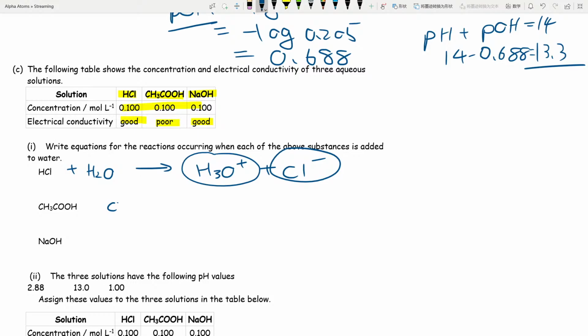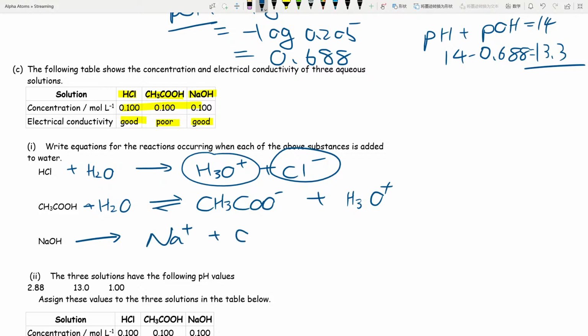But CH3COOH is a weak acid. When it reacts with water, only about 1 to 5% of it will partially dissociate, and you get CH3COO minus plus H3O plus. For NaOH, I don't tend to include water because it doesn't really do much. You just separate it into Na plus and OH minus.